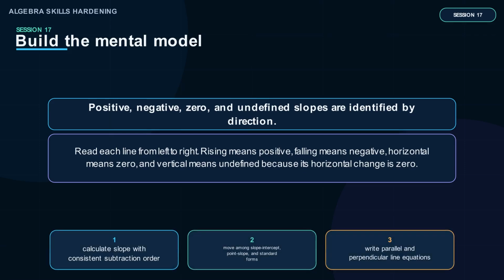The key distinction is this. Calculate slope with consistent subtraction order. Then connect it to the second goal. Move among slope-intercept, point-slope, and standard forms. Correct methods begin with correct interpretation. When a problem looks different, look for the same mathematical structure instead of an identical example. That transfer makes the skill durable.